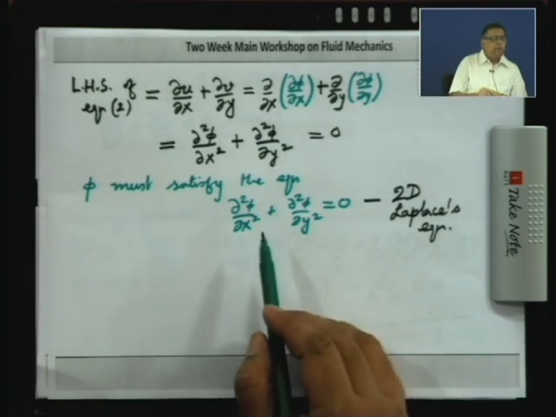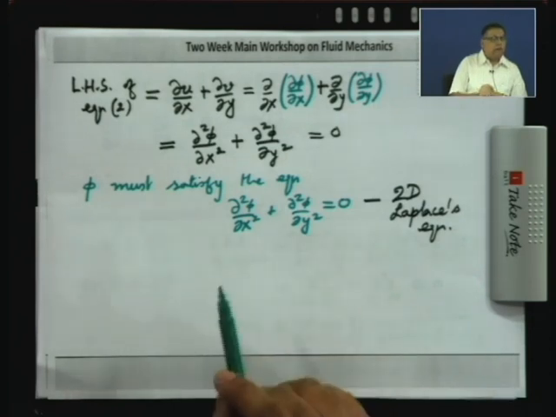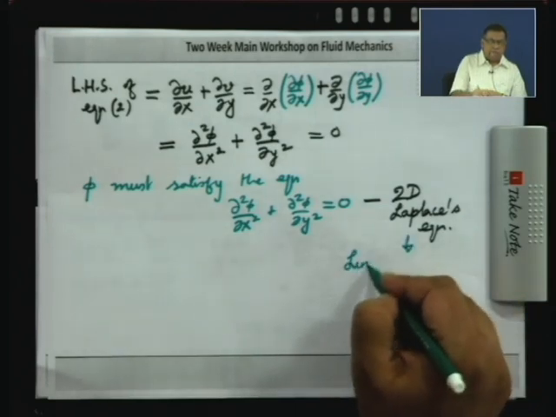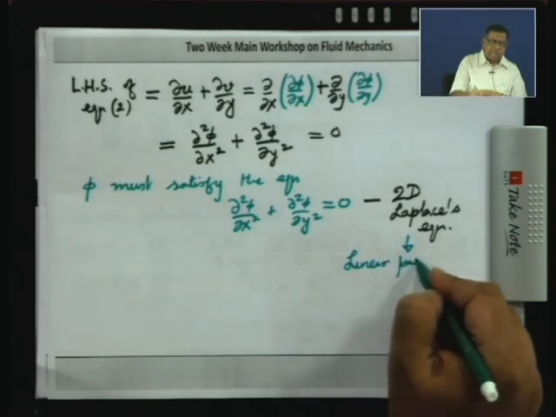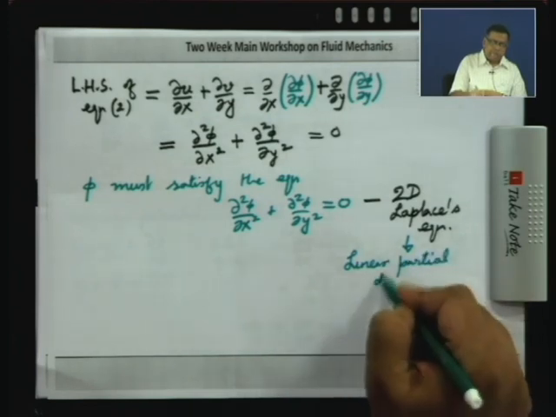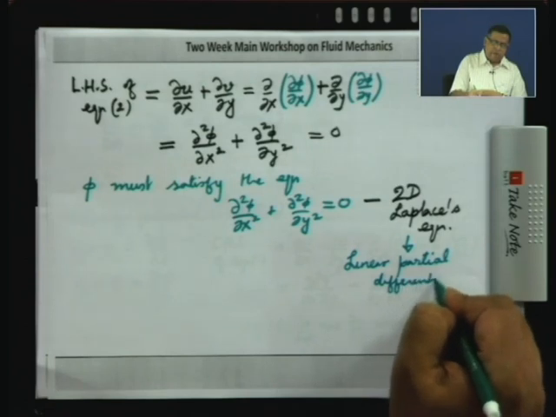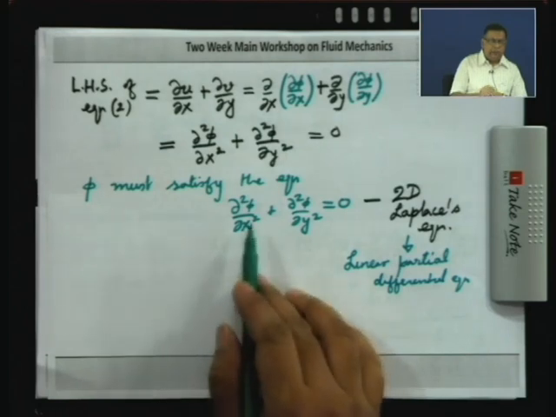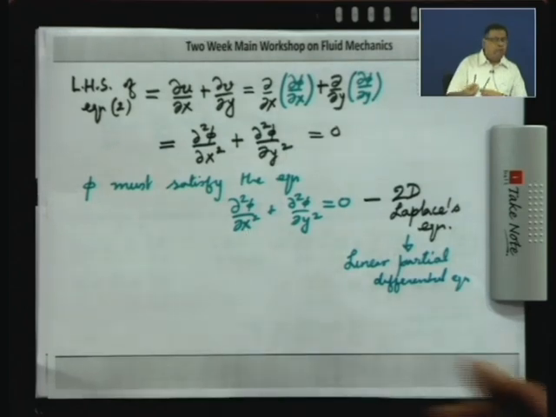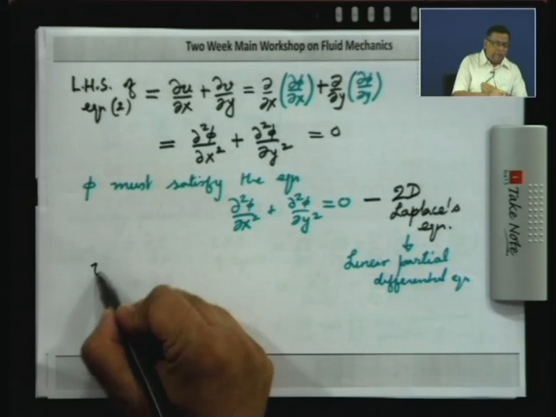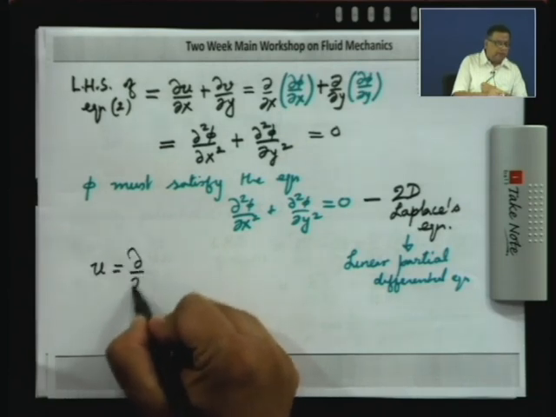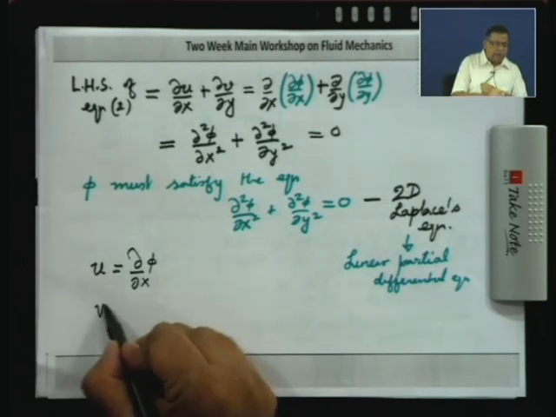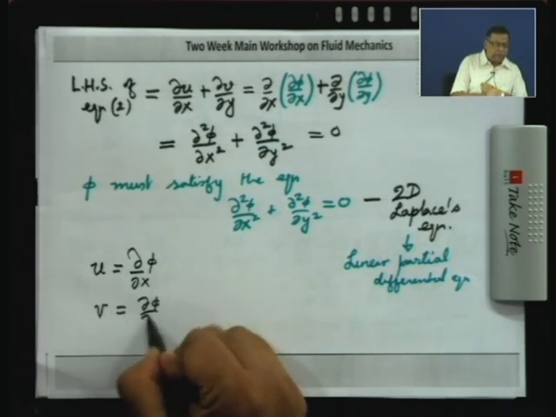Now, the momentum equations were nonlinear and it is not easy to solve nonlinear equations, but you can see that this equation is a linear partial differential equation. So, if you can solve this equation, you can find the scalar potential phi, and once you have the scalar potential, you can find the velocity u simply by differentiating it with respect to x, and you can find v by differentiating the same function with respect to y.